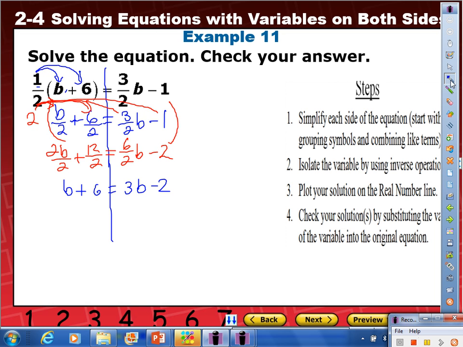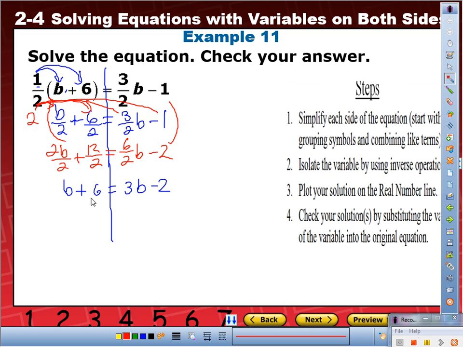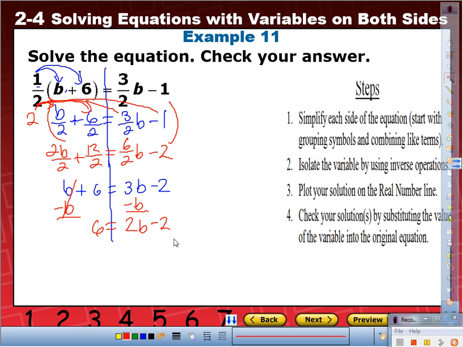Okay, let's see. We need to get all variables to one side. What's the smallest variable? 1b. So the inverse is a negative 1b. Negative 1b. So we're left with 6 equals 2b minus 2.